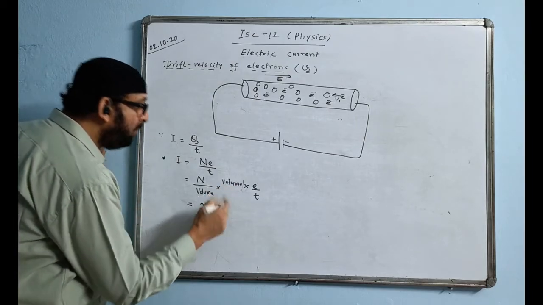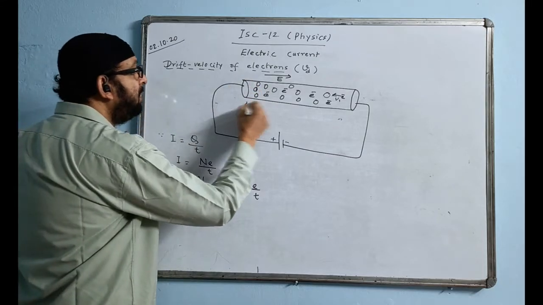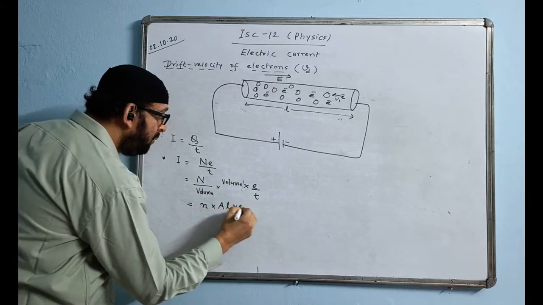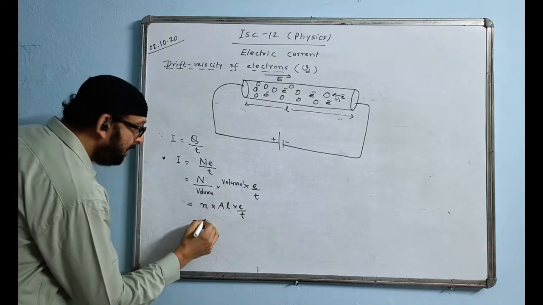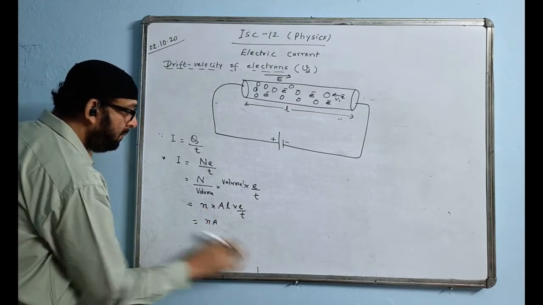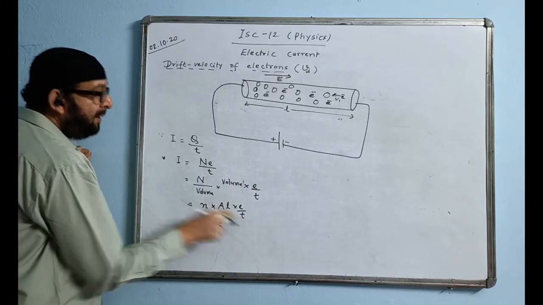Into this volume formula I am writing an area of cross section into the length of the conductor. The total length of the conductor is L, suppose. Here I write L into E by time. Okay, now we will take this way. N, A, E we are putting together. And L by T we will see now.